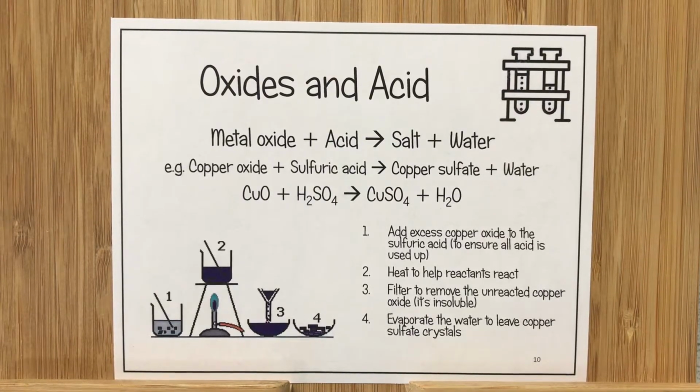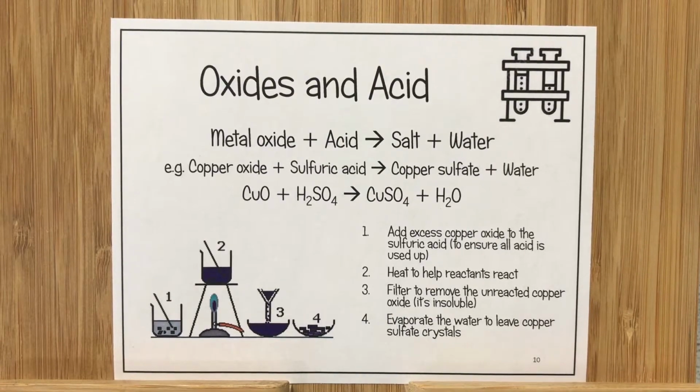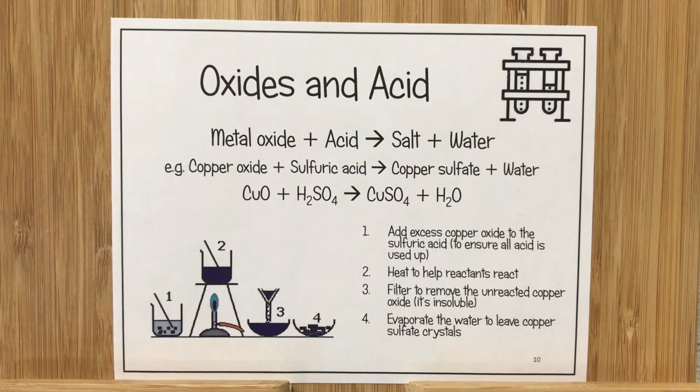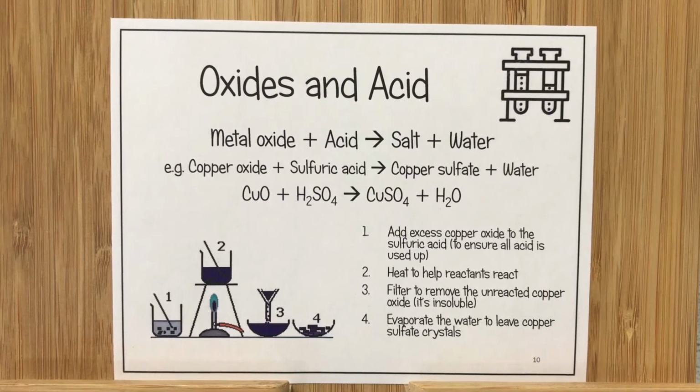We added excess copper oxide to the sulfuric acid to ensure all of the acid was used up. We heated to help the reactants react. We filtered to remove any of the unreacted copper oxide because it was insoluble, so it gets trapped by the filter paper, whereas the copper sulfate solution went through the filter paper because it was soluble. And then we evaporated the water to leave copper sulfate crystals.